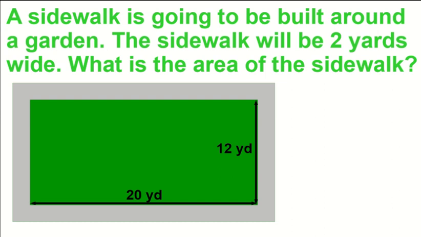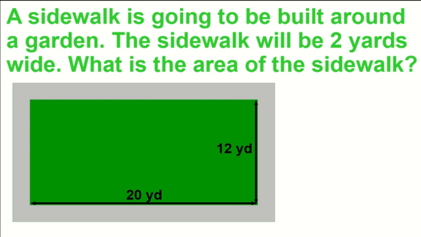We got a sidewalk that is going to be built around a garden. The sidewalk will be 2 yards wide. We need to know the area of the sidewalk. This is something that you potentially could even have to do, or something similar, in real life. If you want to put a sidewalk, you might need to know how much concrete you need, and so you'd have to know what that area is going to cover.